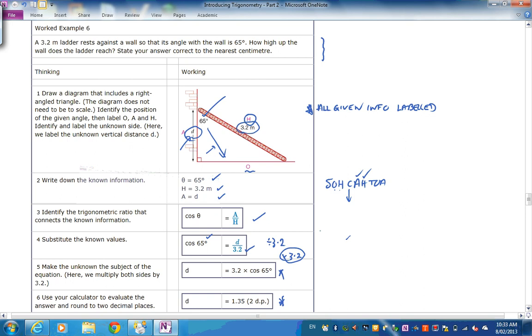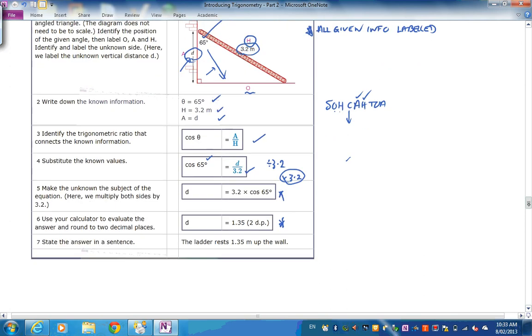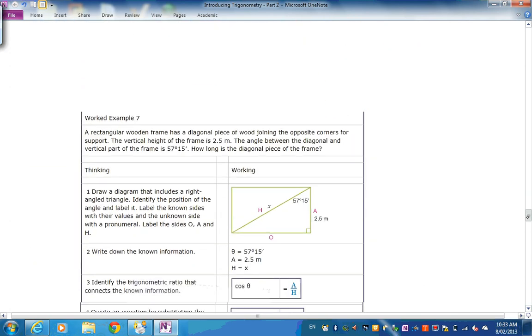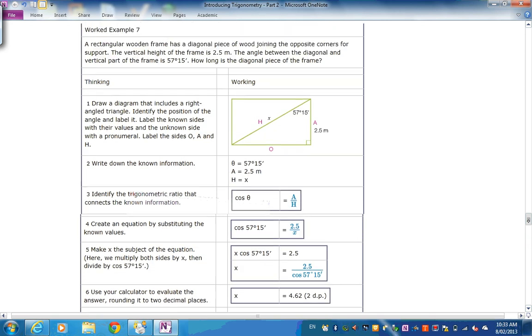So, are you getting excited? You can work out practical problems with trigonometry. Let's have a look and perhaps do another practical problem. A rectangular wooden frame has a diagonal piece of wood joining the opposite corners for support. The vertical height is 2.5. The angle between the diagonal and vertical part is 57 degrees 15 minutes.